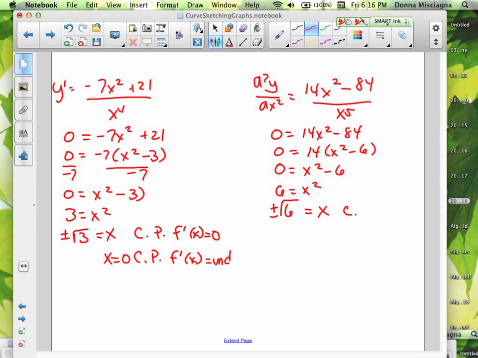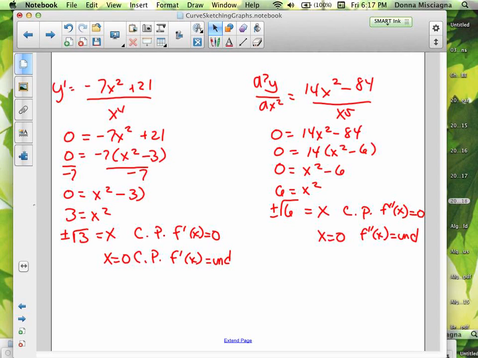Those are our possible inflection points. That's our critical point because our second derivative is equal to 0. And the other one is at x equals 0, because our second derivative is undefined there. Wonder why. Maybe it's that giant vertical asymptote. So now we've got our critical points: positive and negative square root of 3, and positive and negative square root of 6.